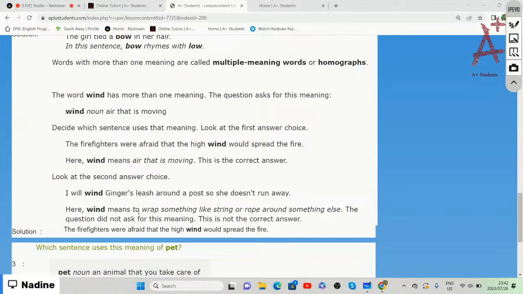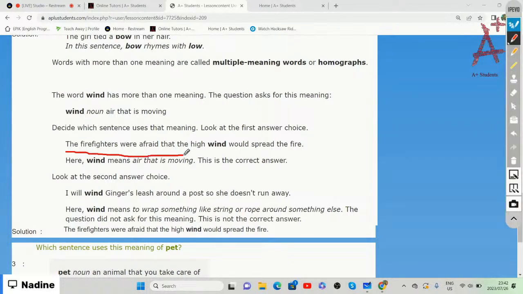So if we were to choose the correct sentence that matches the definition, then we are definitely going with the firefighters were afraid the high wind would spread the fire, because that is the noun that shows the air that is moving. And remember, wind shows weather, right? The wind is blowing on a winter's day, for example.